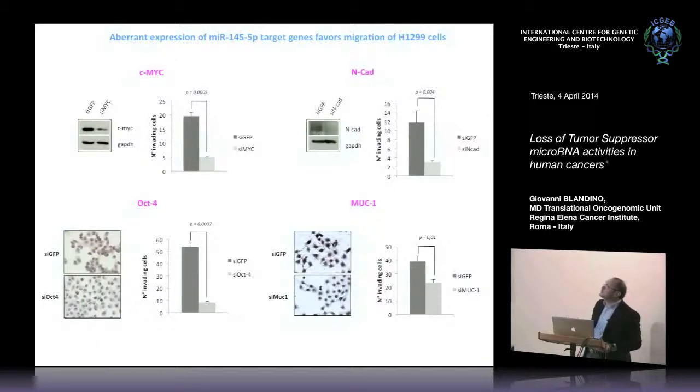Of course, another proof that these targets can be on the axis of 145 is to knock down the expression of CMYC, OCT4, N-cadherin, MUC1, and see whether the interference with these recapitulates the effects that we have previously seen with the 145. This again, together with all the transactivation assays using the UTR of these mRNAs that of course we have done, also suggests that there is a sort of link between the microRNA and its targets downstream. And that's what we approached here by knocking down the expression of MYC, N-cadherin, MUC1 and OCT4, we could recapitulate the effects that we see with the 145.